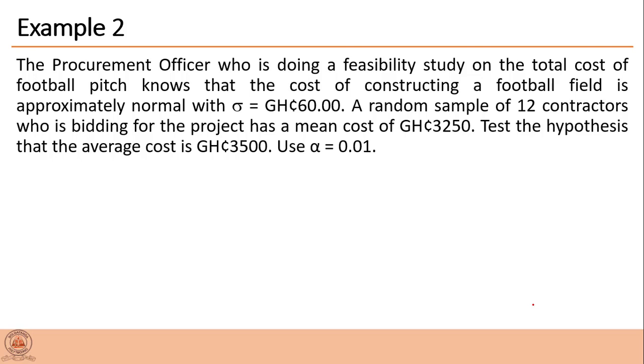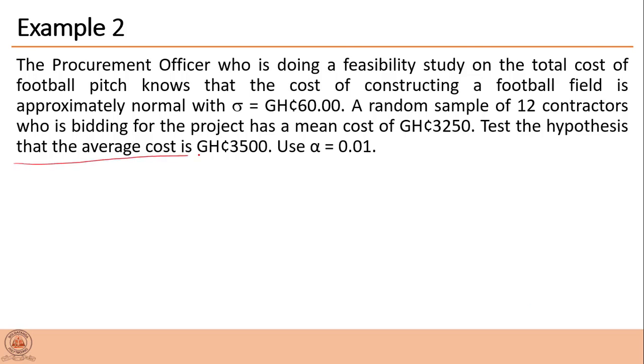The procurement officer who is doing a feasibility study on the total cost of a football pitch knows that the cost of constructing a football field is approximately normal with standard deviation 60 Ghana cedis. A random sample of 12 contractors who are bidding for the project has a mean cost of 3250 Ghana cedis. So the question is to test the hypothesis that the average cost is 3500 using an alpha value of 0.01.